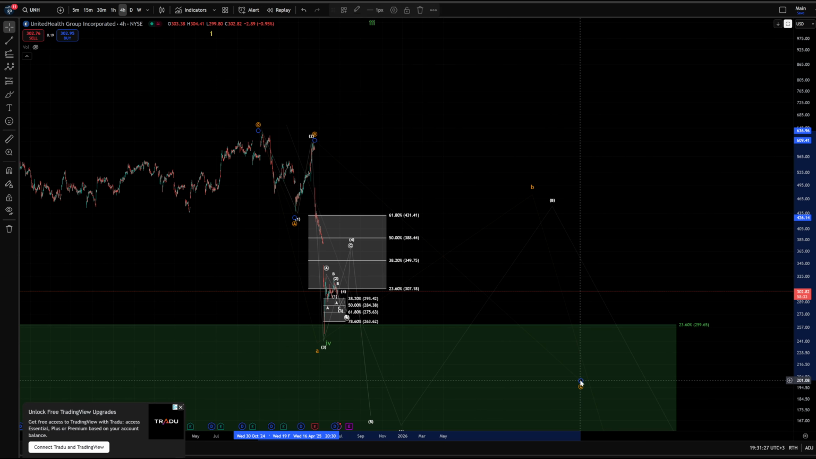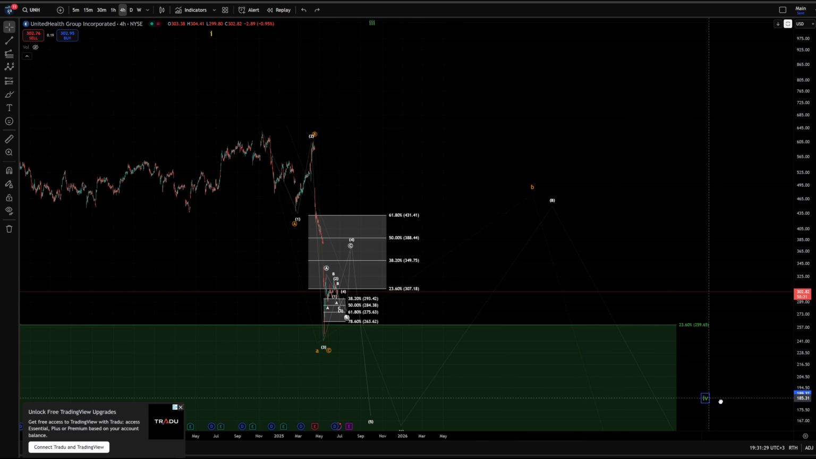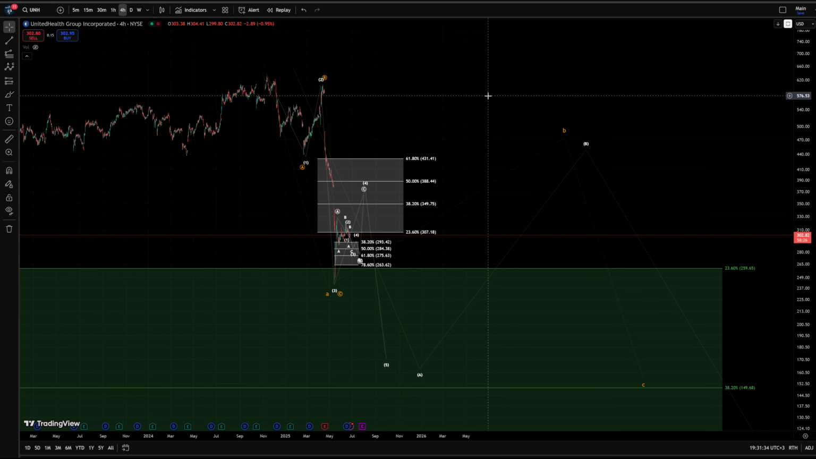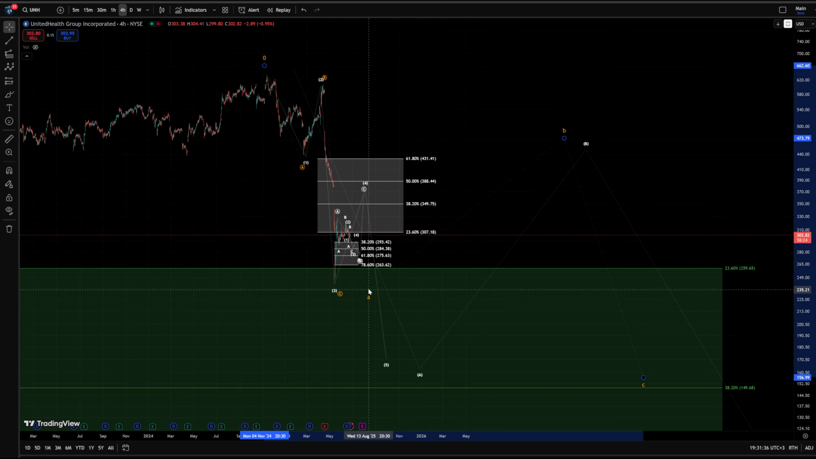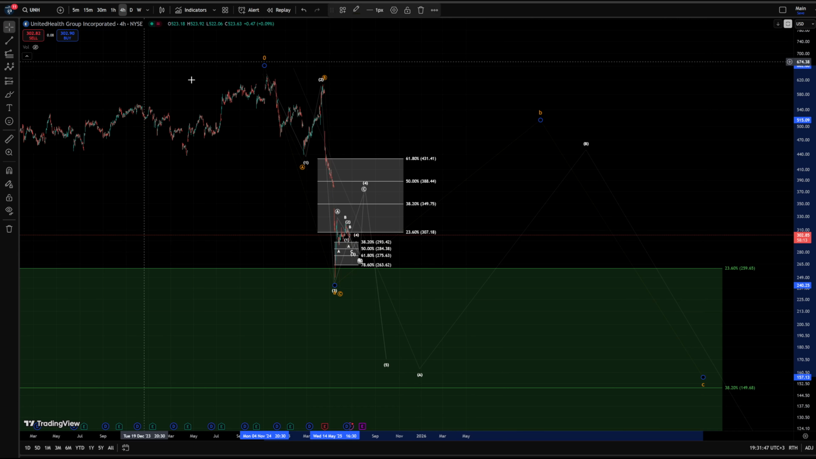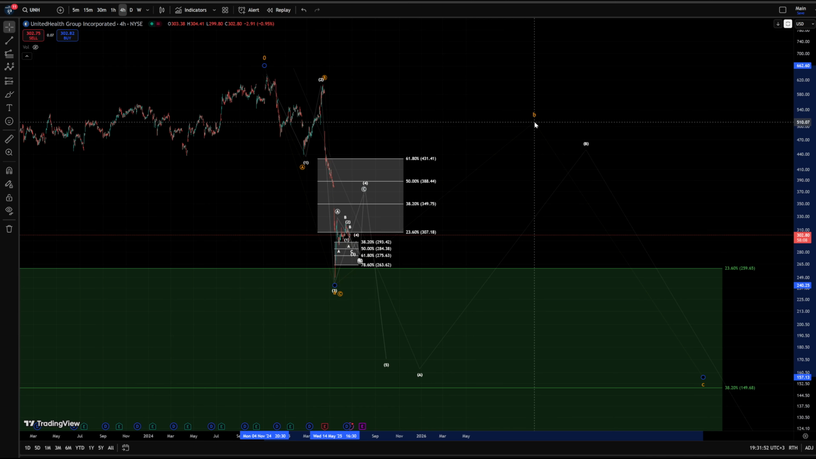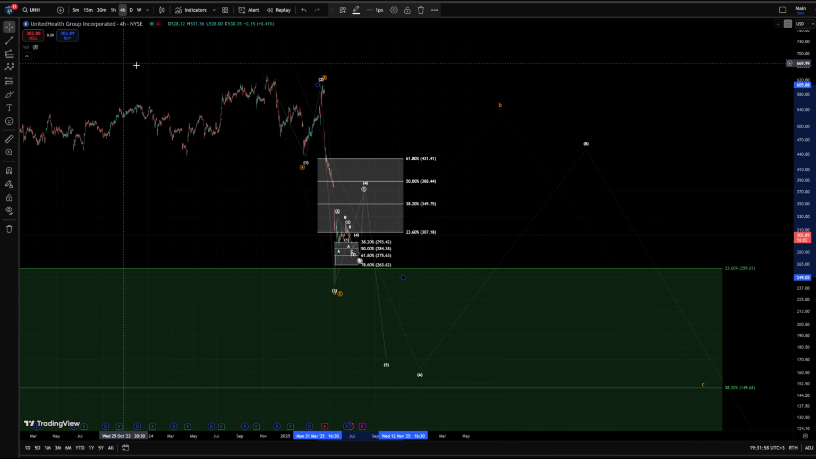But we cannot dismiss the possibility that we have only finished a larger A wave in orange here, and then we would go higher in wave B before we go to new lows, or at least new local lows in wave C. And I will start considering this more favorably, this orange scenario, if the white scenario breaks.